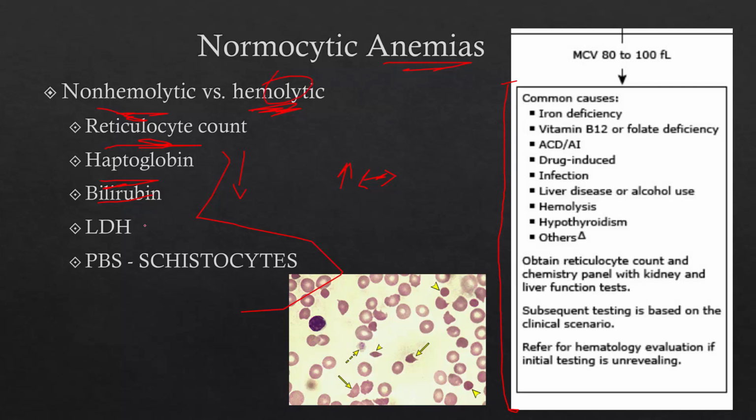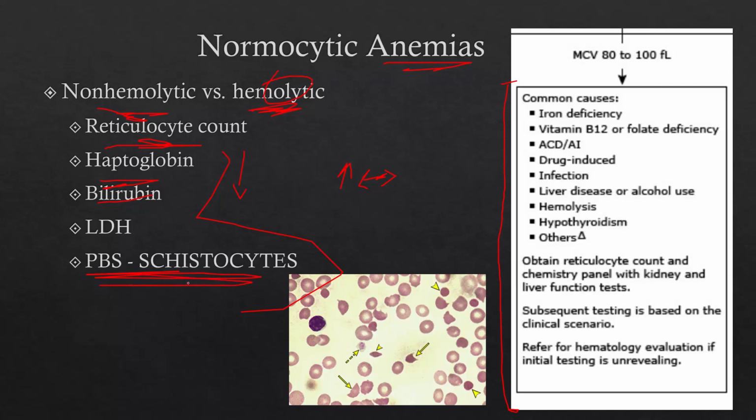LDH is lactate dehydrogenase. This is another good marker for hemolysis. It's an enzyme that's released when RBCs are hemolyzed. So if your LDH is elevated, it could lead you towards hemolysis. And it's important not to look at any of these by themselves when distinguishing between non-hemolytic and hemolytic. Use them as a big picture, okay? Combine them, use multiple, and really interpret it as a whole.